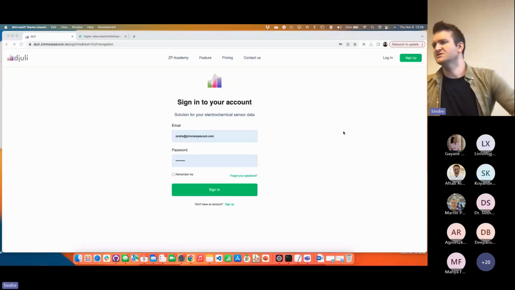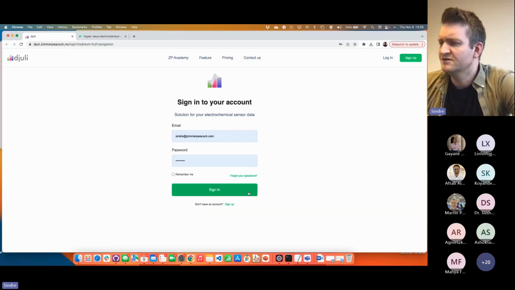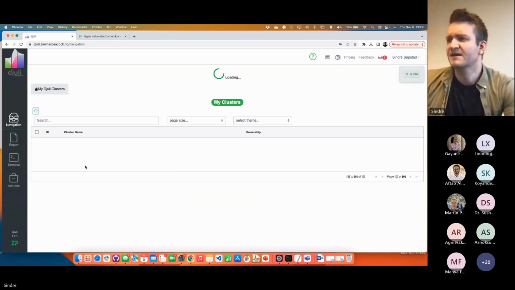I will. Okay, cool. Hey, everyone. Hopefully you can see my screen depicting the Julie landing page. We see it, Sindra. Great stuff. So I'll just take you through from start to the end, looking at discrete data in this instance. So this is our standard login page.